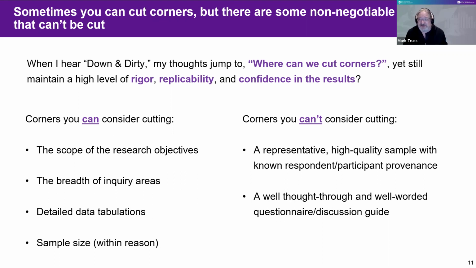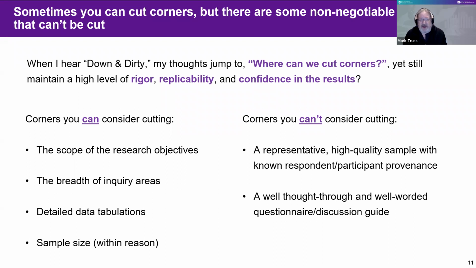Now, there are some corners you can't consider cutting. And let's start with sample, right? A representative, high quality sample with known respondents or participants and where they come from, their provenance, is very important. And it's something I would think twice before thinking about cutting there.